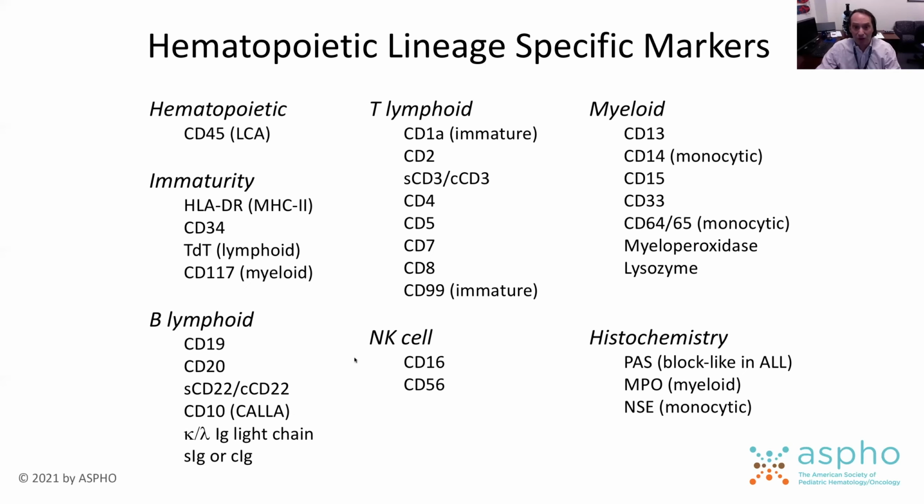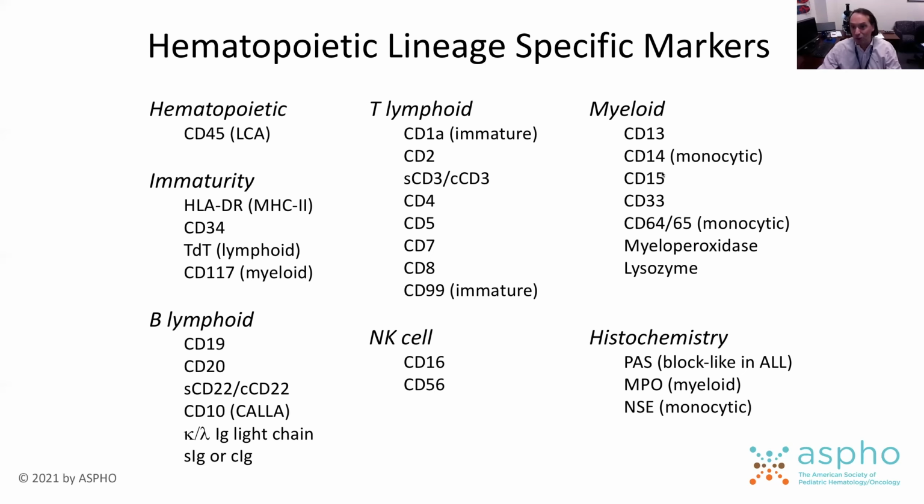The T lymphoid markers are mostly markers with CD numbers less than 10. They include CD1A, which is on immature T cells, CD2, CD3, CD5, and CD7, which are present on nearly all mature T cells, and CD4 and CD8, which define T lineage subsets. CD99, which is the same marker that's present on Ewing sarcoma, is also present in immature T cells. The NK cells are the 6s, 16 and 56.